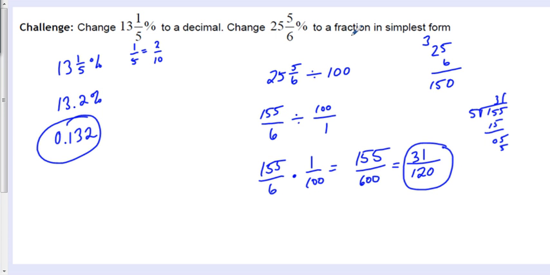Quick reality check. This is close to 25%. Now I know it's closer to 26%, but for estimating with percents, we like 25s. So that's close to 25%. 25% is about a fourth. 31 is close to 30. 30 over 120 is a fourth. So this is a little over 25%, which fits with what I have here.